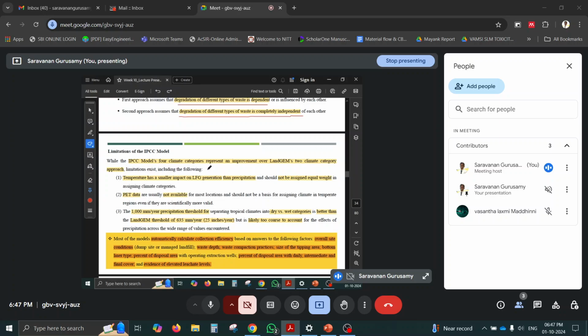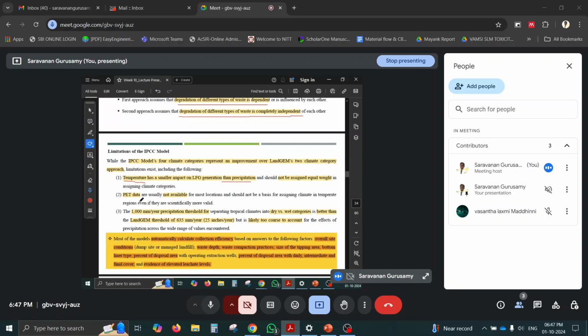South India you have to calculate as a different climatic condition, more or less the monsoon season, when you calculate the K value. Okay, that's the major thing. Temperature has a smaller impact on landfill gas generation than precipitation. That is the limitation for landfill. That's the limitation in the IPCC model.